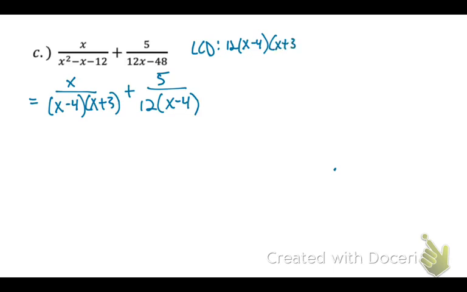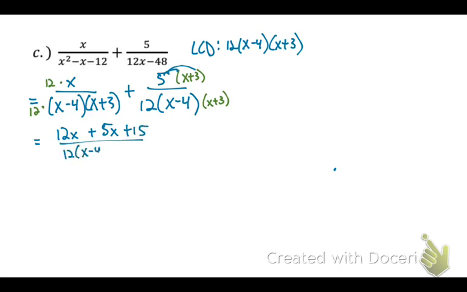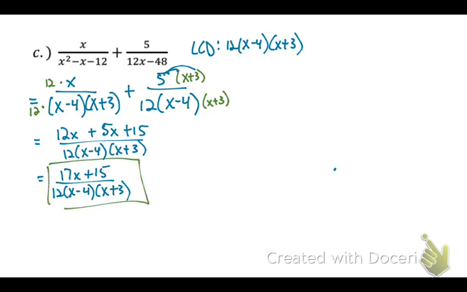Now let's multiply each rational expression by what's missing in that common denominator. So on the left, we multiply just by 12, and on the right, we multiply by x plus 3. So now we go ahead and adjust our numerators. We're going to distribute that 5 and combine that all over our one common denominator. So let's add like terms. We get 17x plus 15 all over 12 times x minus 4 times x plus 3. All right, that is adding and subtracting rational expressions by finding a common denominator.